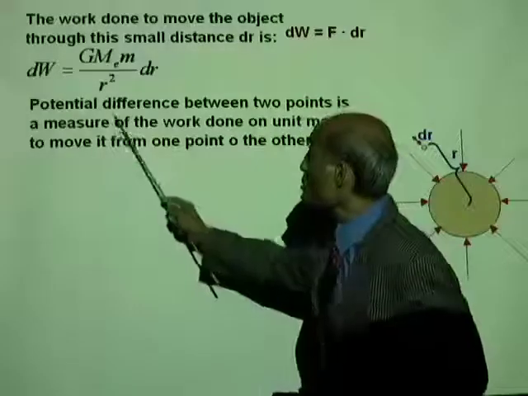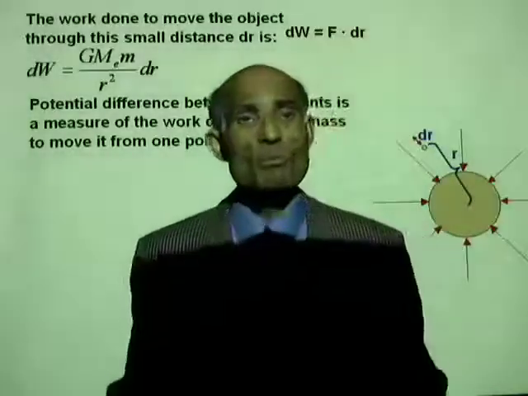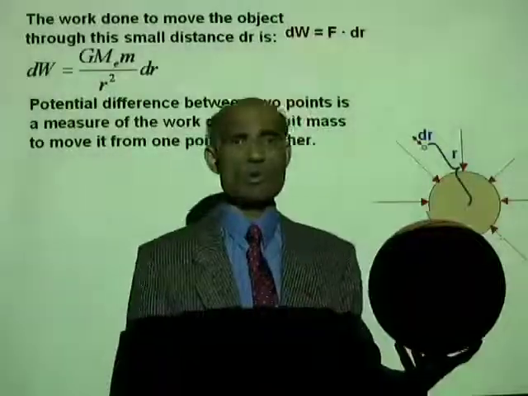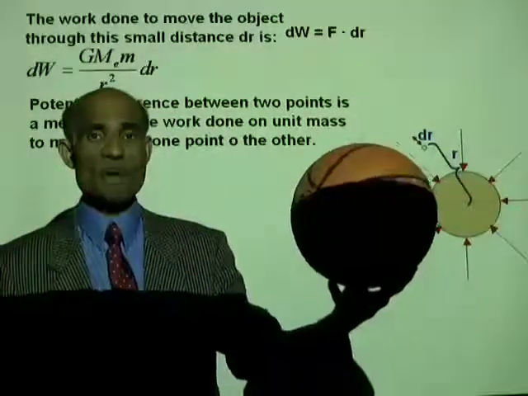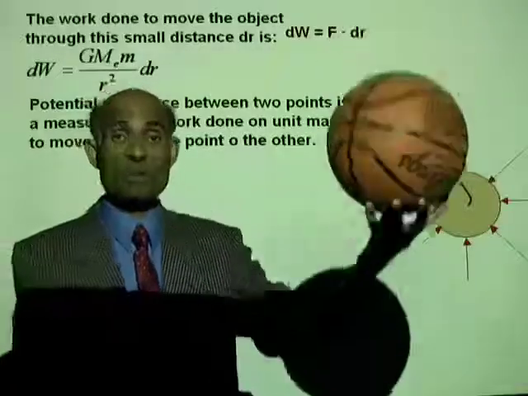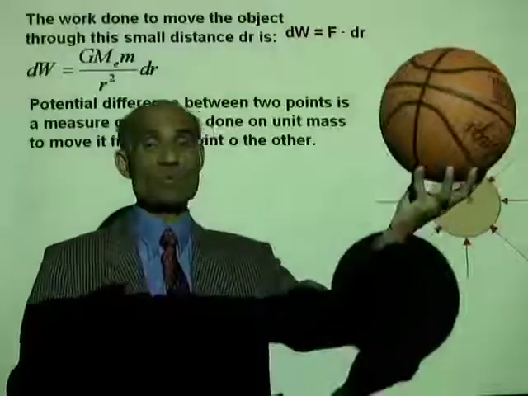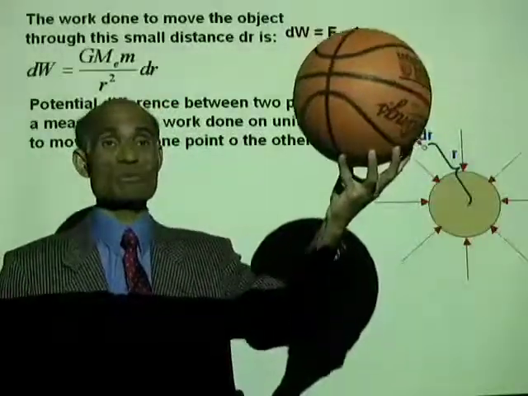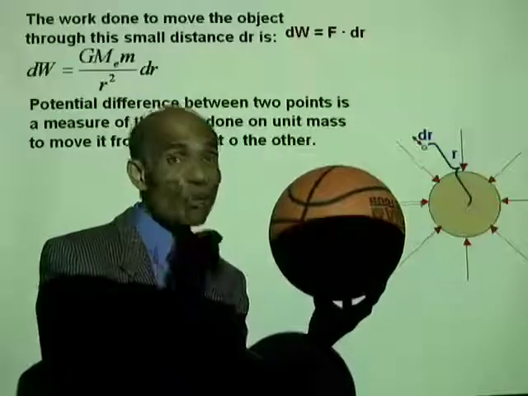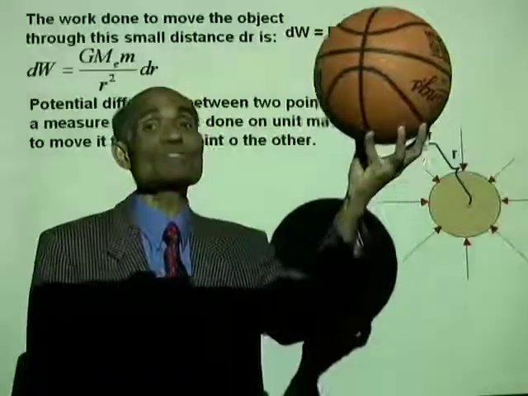Okay, potential difference between 2 points. Now, what is the definition of potential difference between 2 points? If I have the basketball at this point, if I move it to a higher point, there is a potential difference between the first point and the second point. What is a measure of the potential difference? Potential difference is a measure of the work done to move the object from one point to the other.